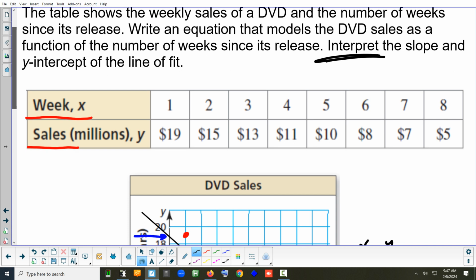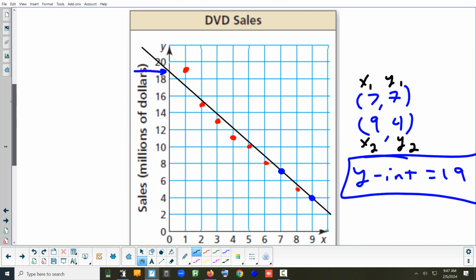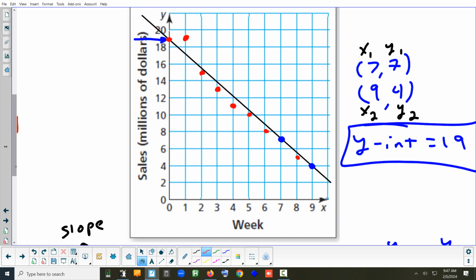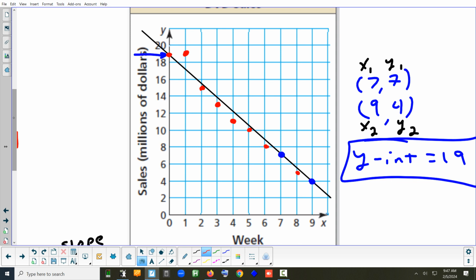Now, they're asking you, what does the slope and what does the y-intercept mean? Let's start with the y-intercept. I have an arrow pointing to where the y-intercept is. It's about right here. What does this point mean on the graph if you explain it in terms of weeks and sales? So that's looking at the pattern of all of them. Yes, the sales drop over time. But what does this point in particular mean? Just that one point.